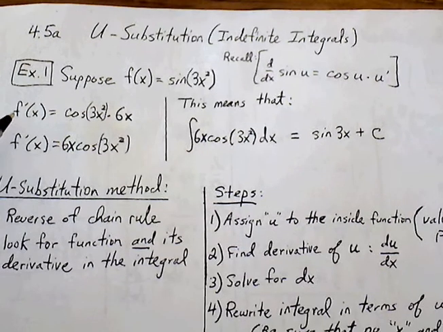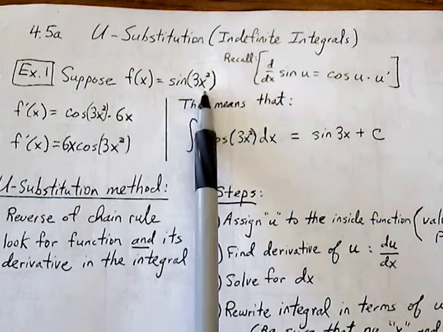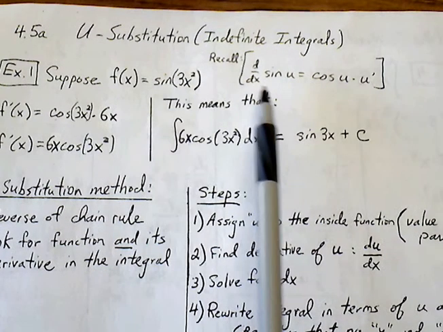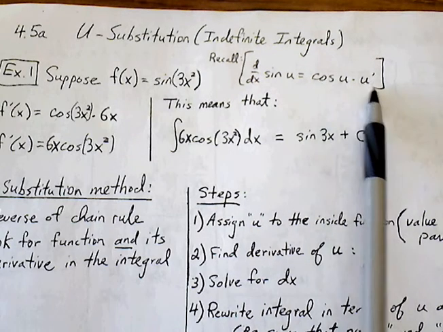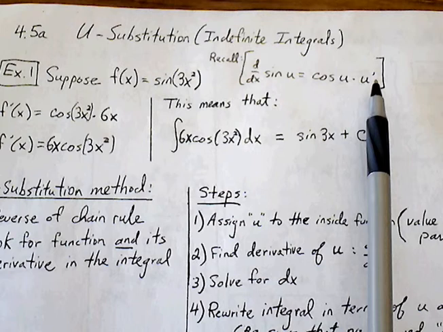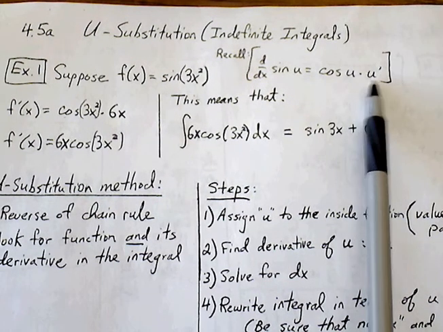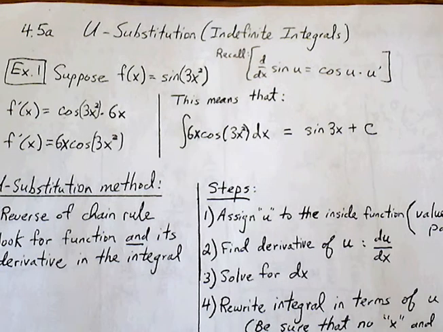So let's review chain rule for derivatives. Let's say our function is sine of 3x squared. Recall the chain rule: the derivative of sine of u becomes cosine of u times u prime. Pretty straightforward as long as we remember to tack on the inner function's derivative as an attachment.